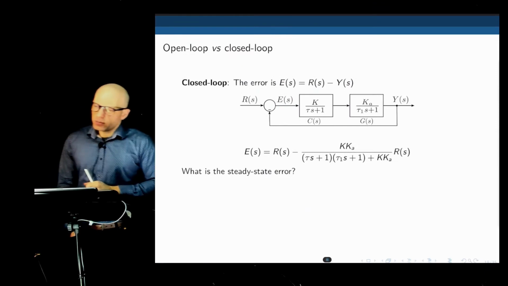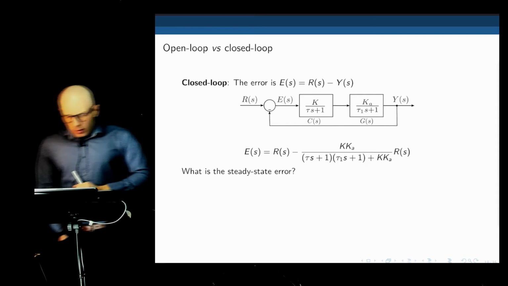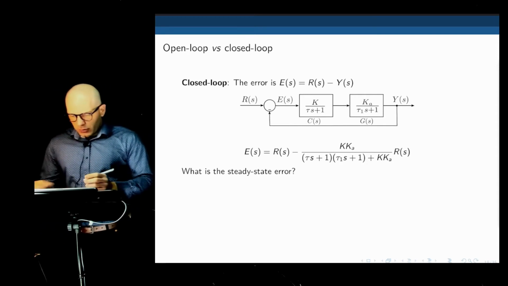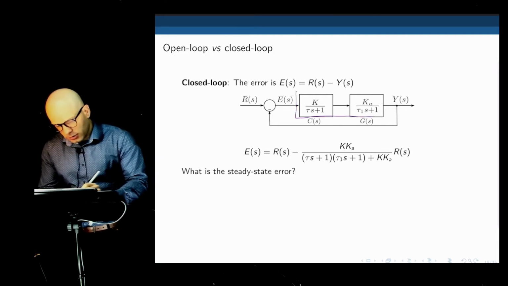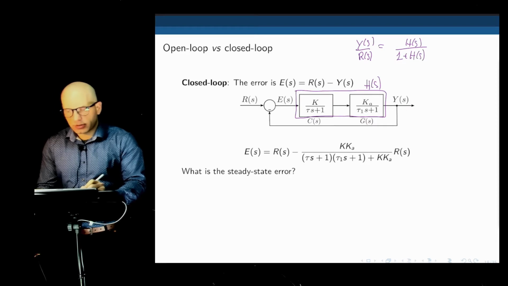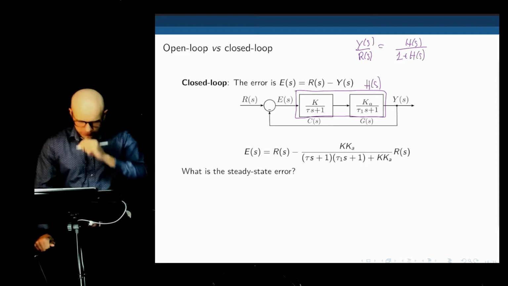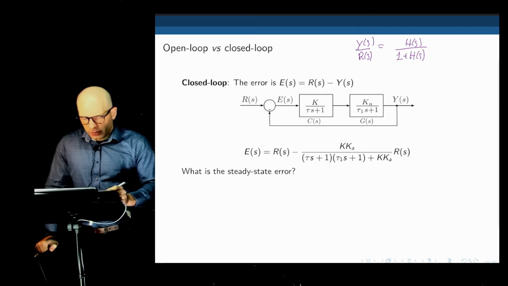Now let's do the same, but let's use a closed loop controller instead. If you do a closed loop controller, you remember how to find the transfer function of this closed loop system. Let's assume that this entire thing here is called H(s). What is the transfer function Y(s) over R(s)? It is H(s) divided by 1 plus H(s). You remember this from a few lectures ago? Yes, very good.